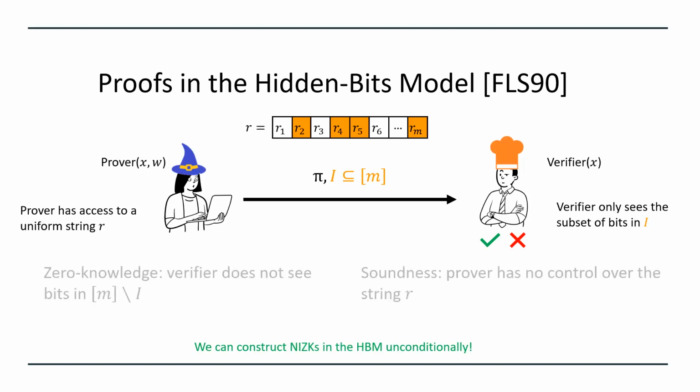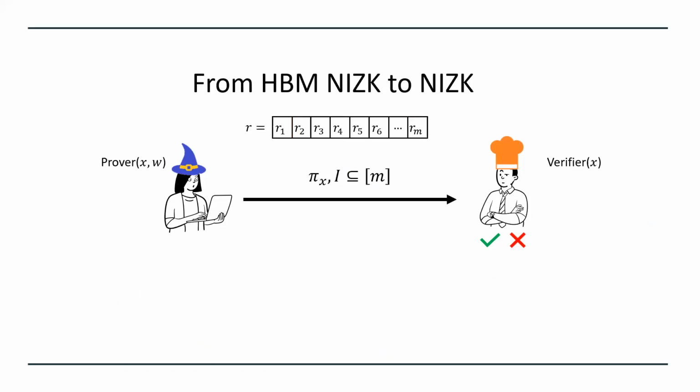The reason for that is that we get zero knowledge from the fact that the verifier does not see the unrevealed bits, and we get soundness from the fact that the prover has no control over this string R, so it has to play honestly. But again, this is an idealized model, so we need some way of converting it into a real NIZK in the CRS model, where CRS stands for common reference string.